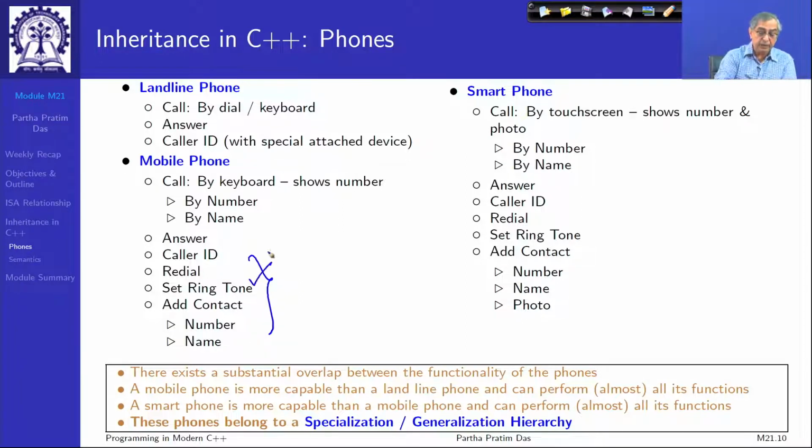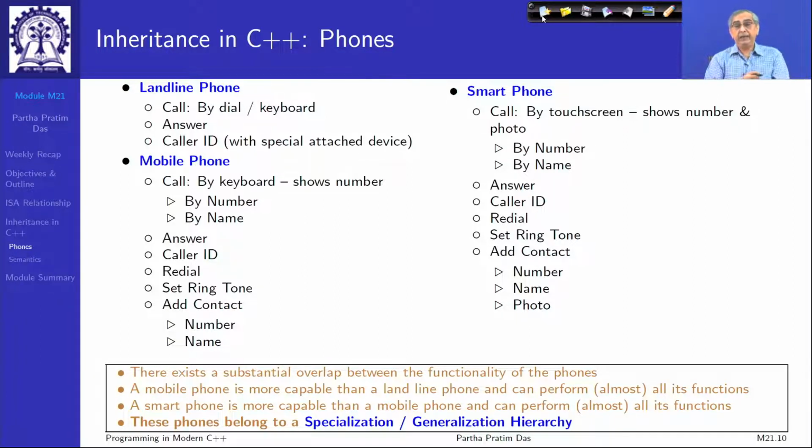You can set the ringtone. Landline also has a ringtone, but typically a fixed one, very loud, irritating kind of ringtone, but here you can have different ringtones. You can add contacts, you can make your list of contacts, what we say is the address book. You can add contacts obviously at least by number, and along with that you can also have names. So, this is what a typical mobile phone or cell phone that we migrated into.